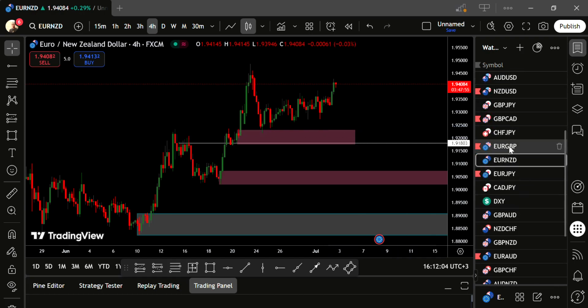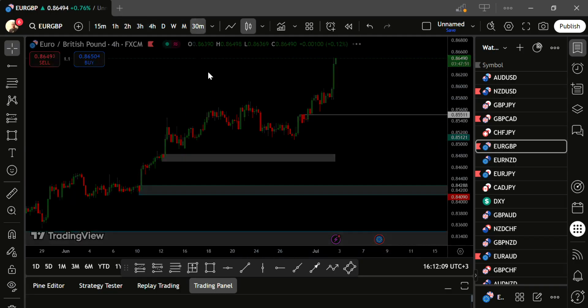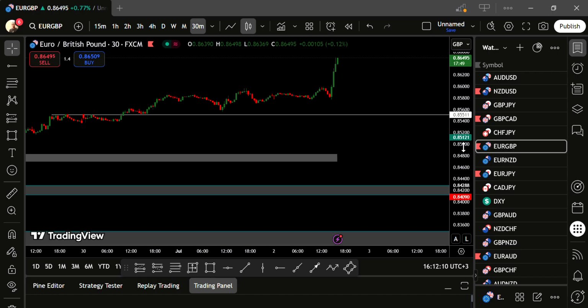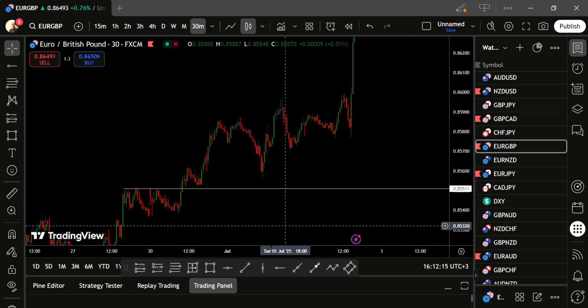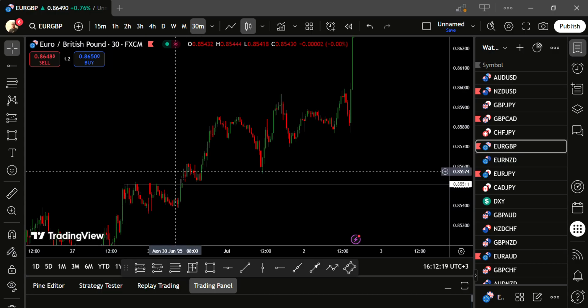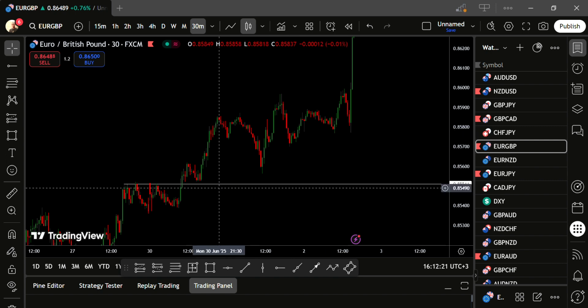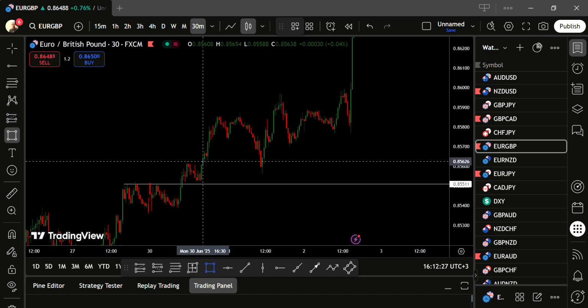Okay, we go to Euro GBP. Euro GBP, this one happened on the 30 minutes. It is one trade that I caught on the 30 minutes. Very picture perfect, guys. Why do I say picture perfect? You see, resistance broken, turns into support, and price went up. So what do you do? And this is the 30 minutes time frame. So they happen on each and every time frame.